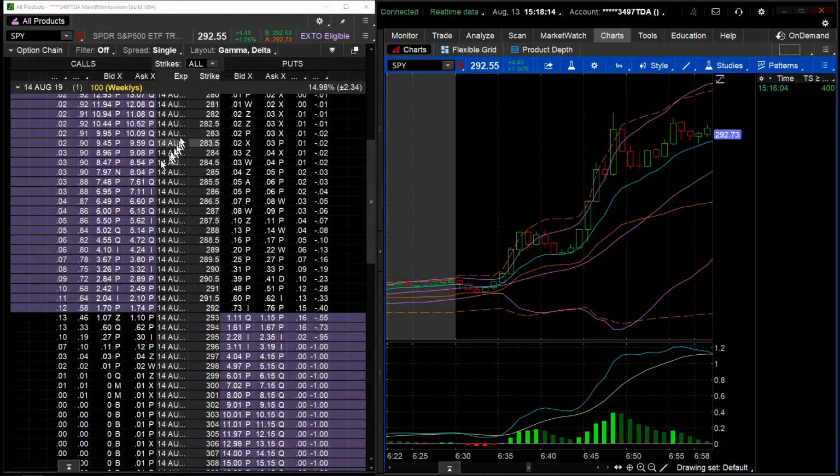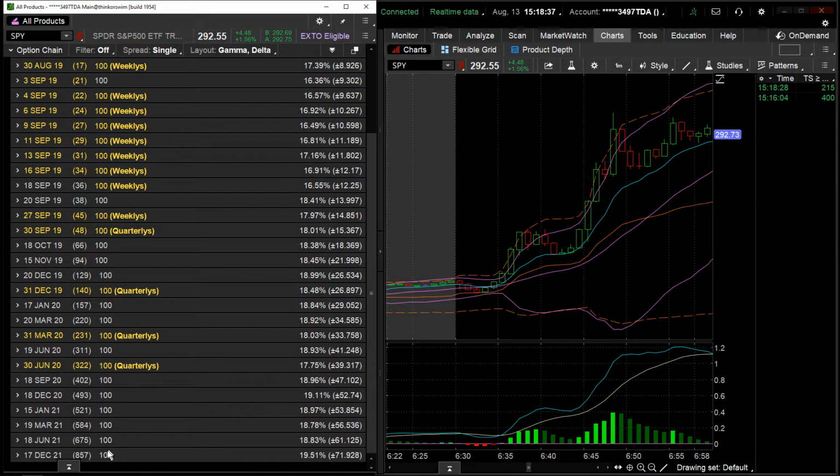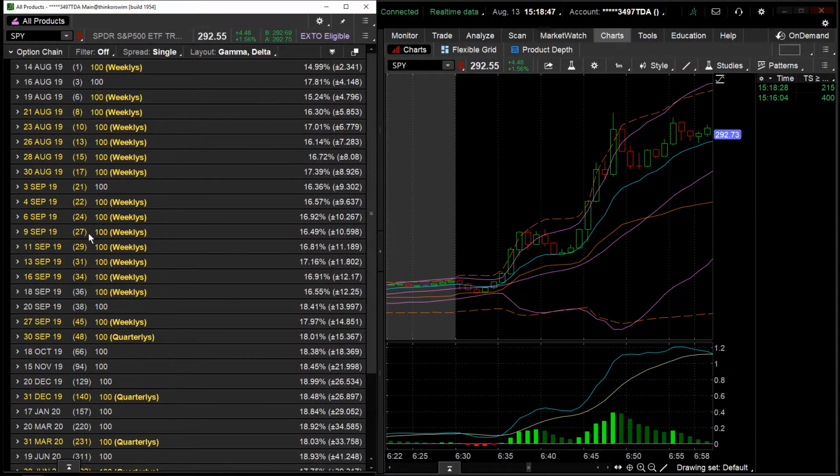So right here we have the options chain. We can see this is called the options chain. The options chain is divided by date. So we have the chain for the 14th of August, August 16th, August 19th, August 21st, August 23rd, August 26th, and it goes all the way down, and we can see that we have December 17th, 2021, 2020s, 2019s. So that's the chain itself.